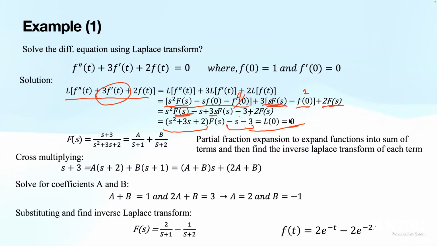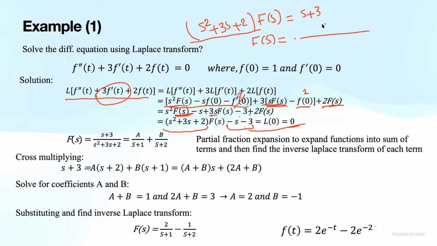So at the end, my equation will be like this one. It will be s squared plus 3s plus 2 multiplied by f of s equal s plus 3. We will move it to the right-hand side, so it will be like this one. Now I need to get f of s, so just divide both sides by that part. So at the end, we will have f of s equal s plus 3 divided by s squared plus 3s plus 2. So this is very nice.